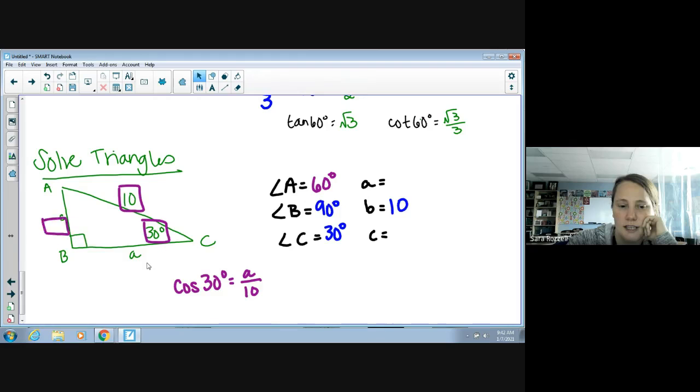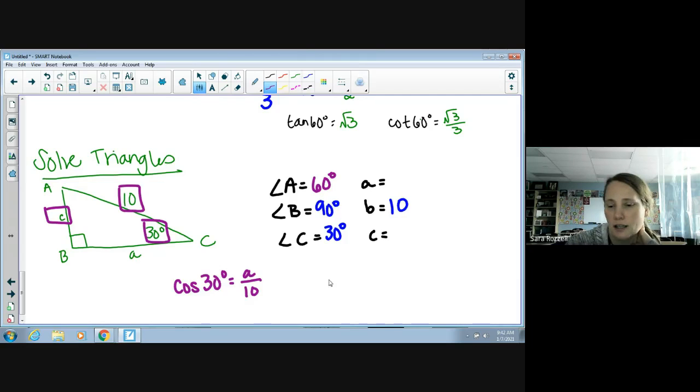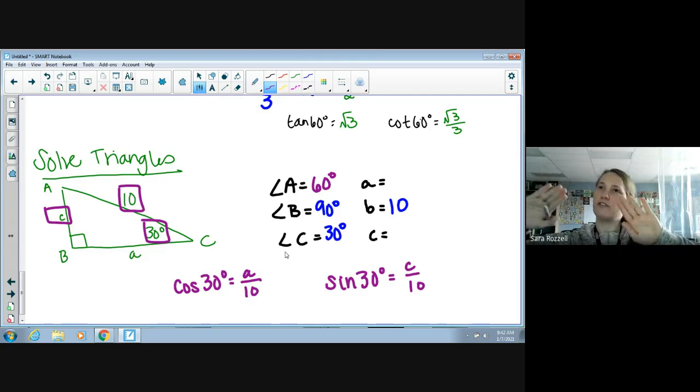And now if I'm doing C, I'm still going to use the stuff that they gave me. The angle they gave me, the side they gave me, and then I'm looking for C. So in this case now C is opposite and 10 is hypotenuse. So which trig function would you use? Sine. Yeah, so opposite and hypotenuse, that's going to be sine. So sine of 30 degrees equals C over 10. So you just identify what you want, what you have, and if that's going to be sine, cosine, or tangent.